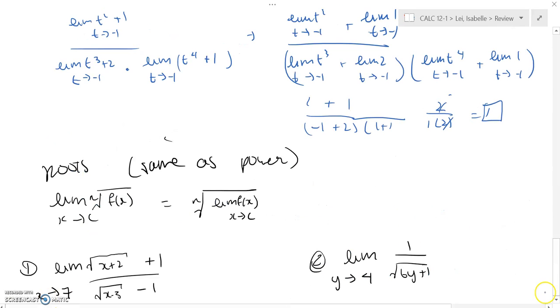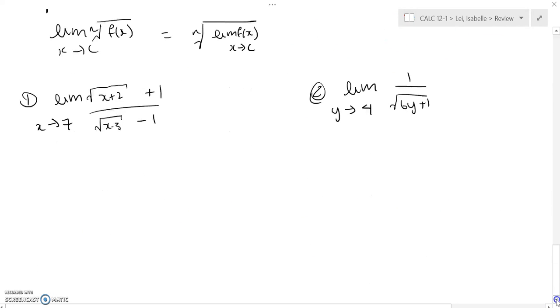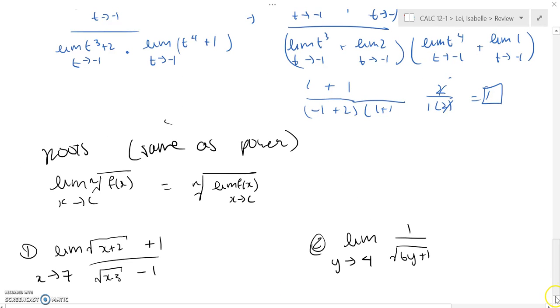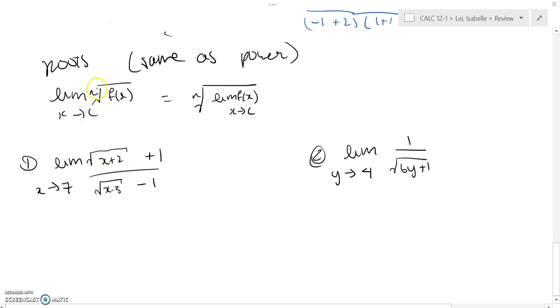And finally, we have the root rule, which is basically the same thing as the power rule, just applying it with roots. So as with power, if we have the limit of the nth root of f of x as x approaches c, we can simplify that to the nth root of the limit of f of x as x approaches c. So first question, the limit of root x plus 2 plus 1 over root x minus 3 minus 1 as x approaches 7.